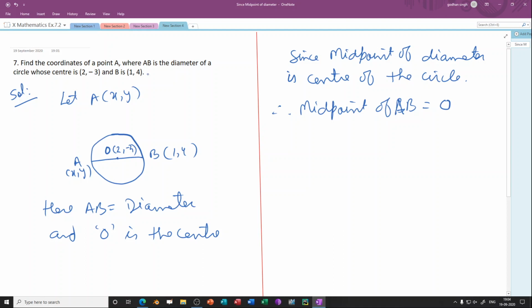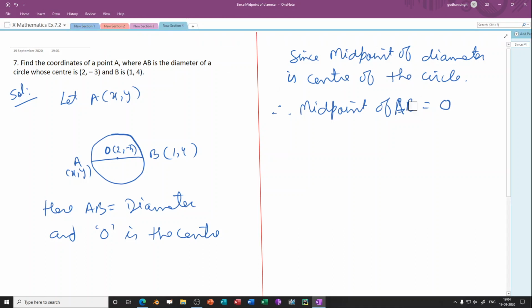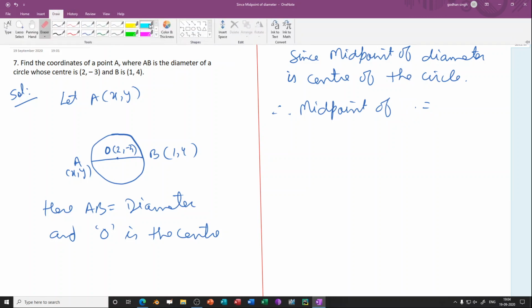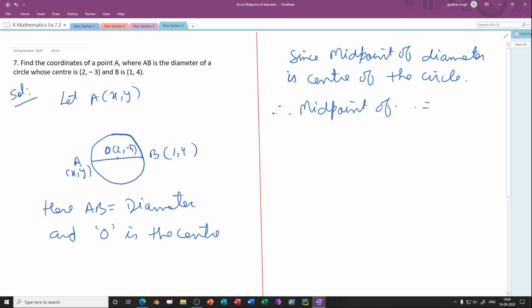O here is the center, not the origin. So the midpoint of AB is equal to the center O.